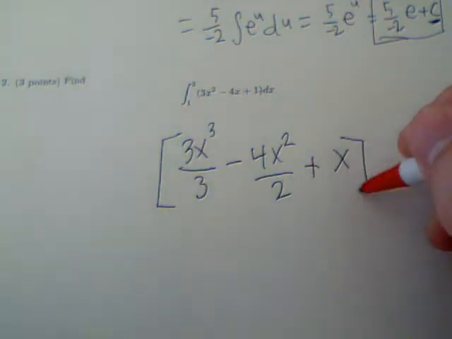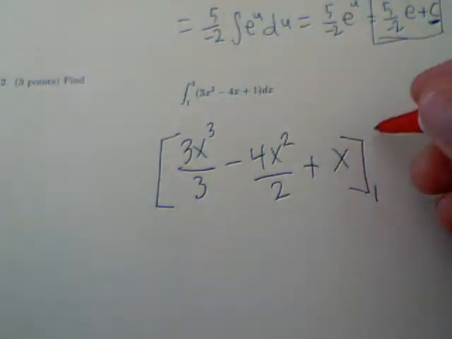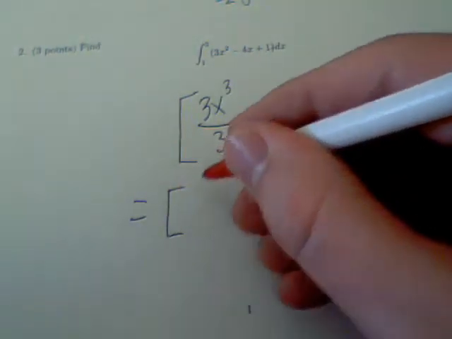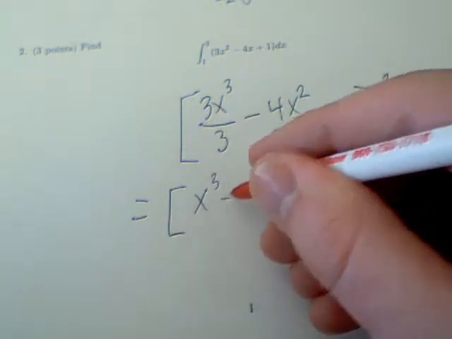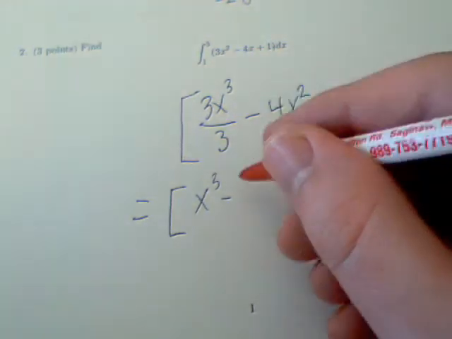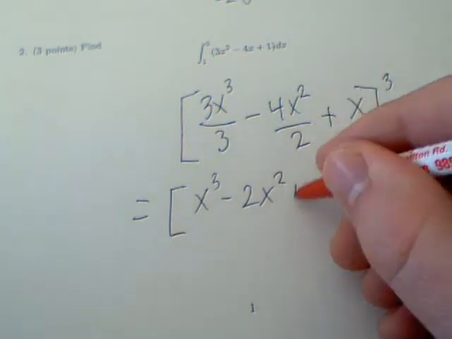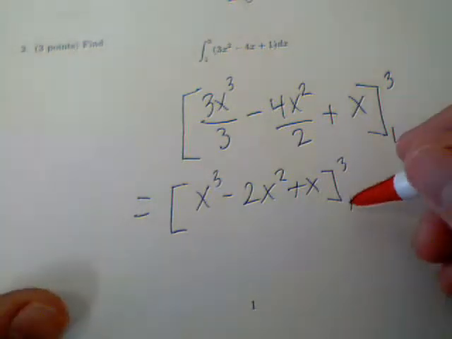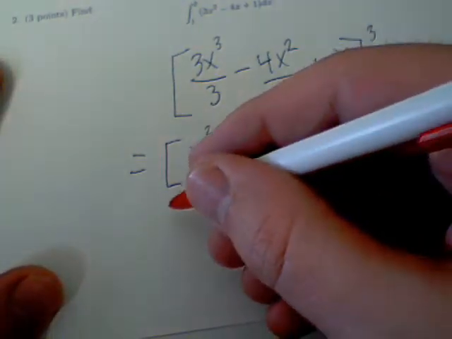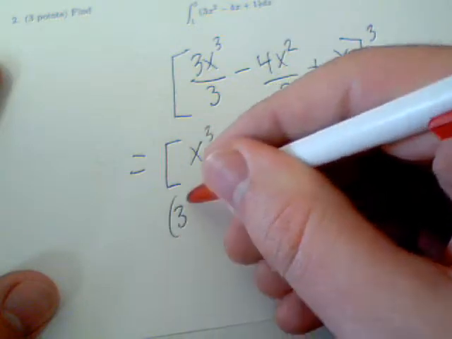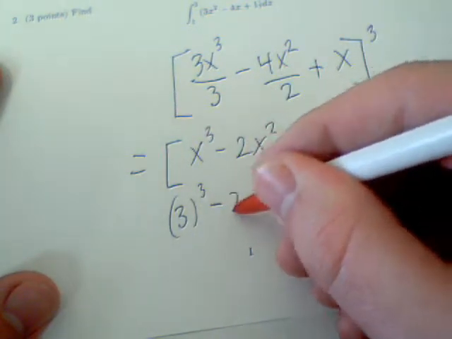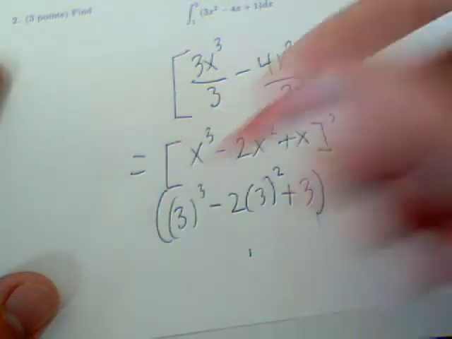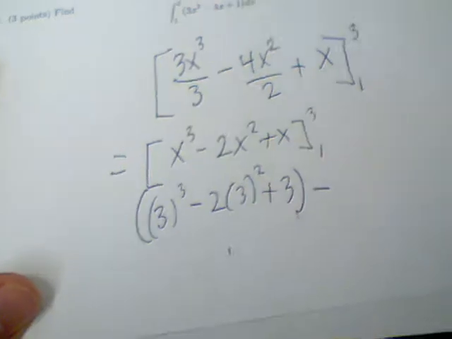But more than that, I've got the integral from 1 to 3, so I need to evaluate this at 1 and 3. And I can rewrite this. The 3's cancel, we get x cubed minus 2x squared, so it simplifies to x cubed minus 2x squared plus x from 1 to 3. Evaluating it from 1 to 3 means I'm going to take it at 3, so plug in 3 here, and then subtract what happens if I plug in 1 here.